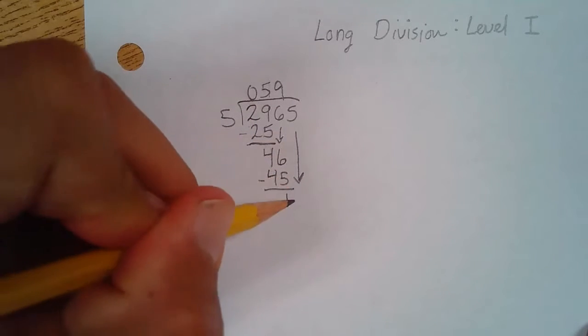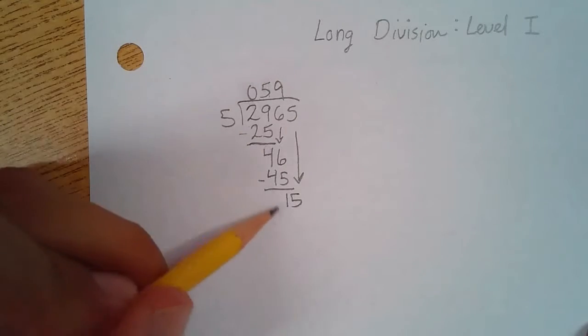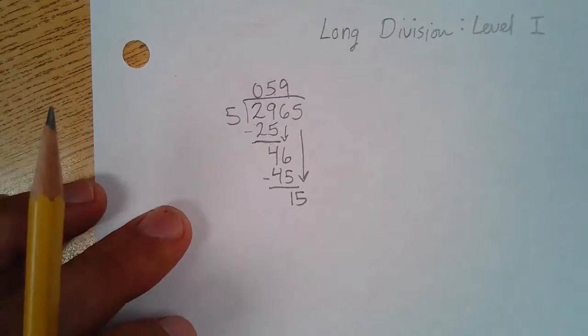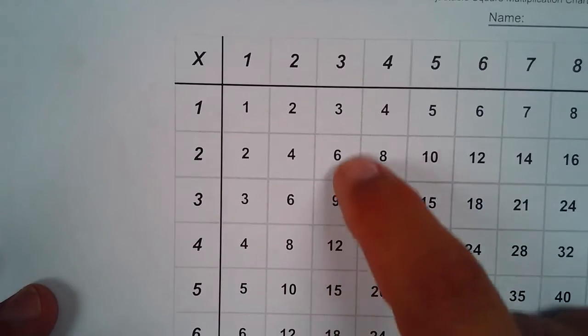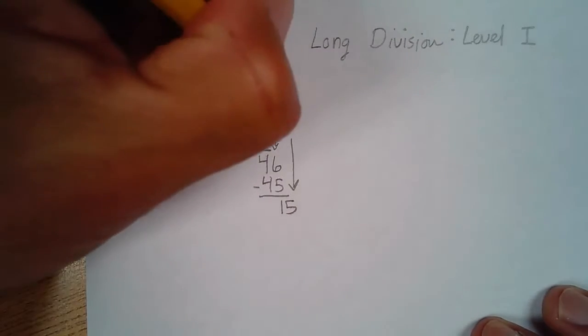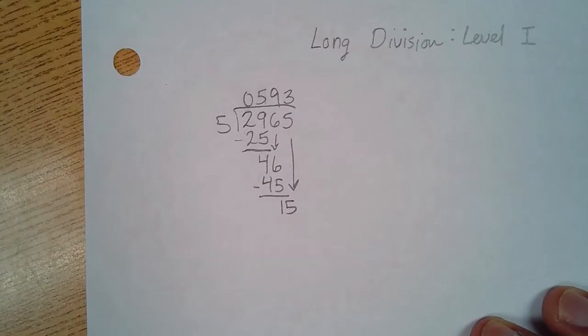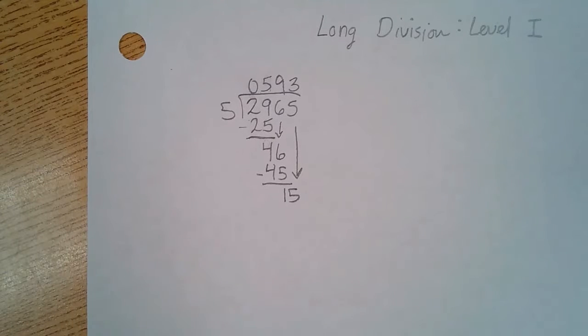Bring down that 5. And 5 goes into 15 now. 5 goes into 15 exactly 3 times. And there you go. Okay, here is another one.